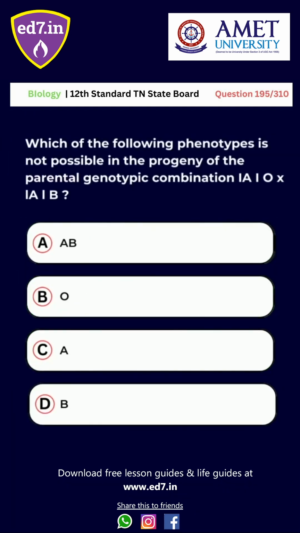Question number 195. Which of the following phenotypes is not possible in the progeny of parental genotypic combination IAIO into IAIB? Option A, AB. Option B, O. Option C, A. D, B. And the right answer for this question is option B, O.